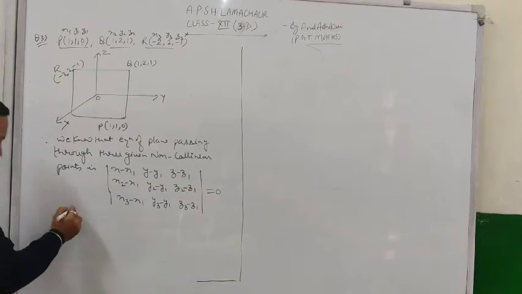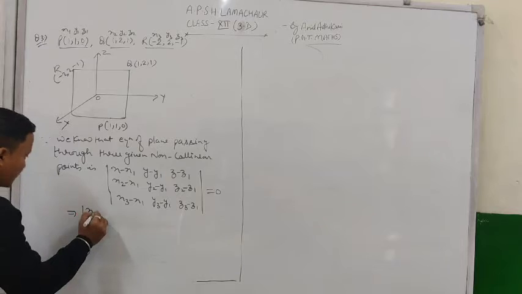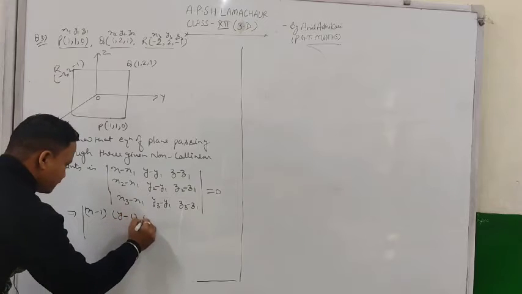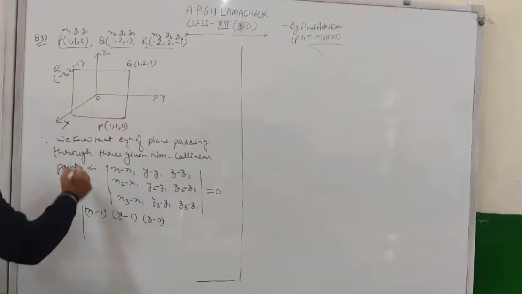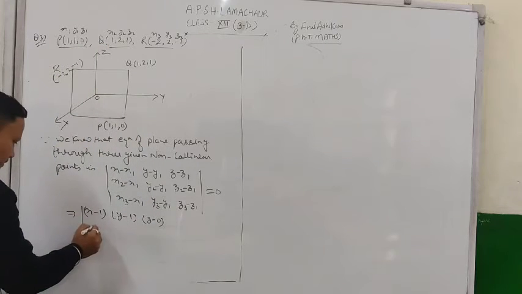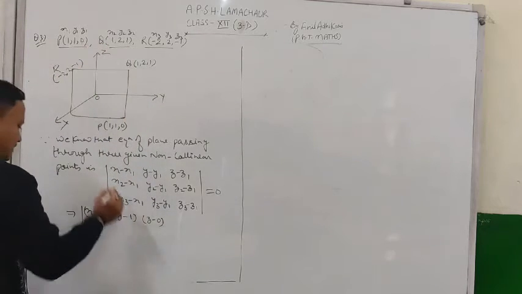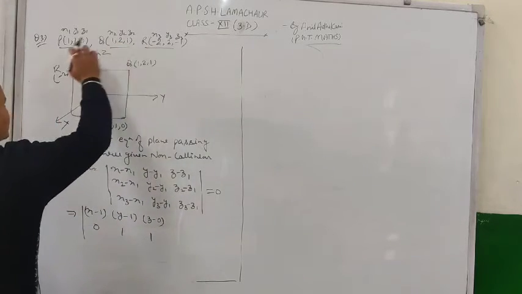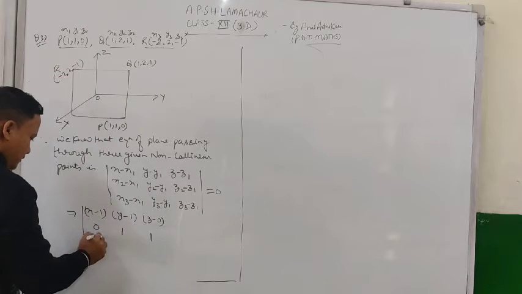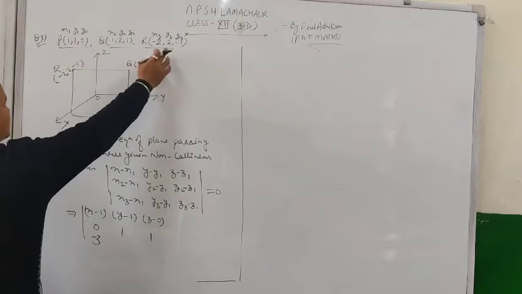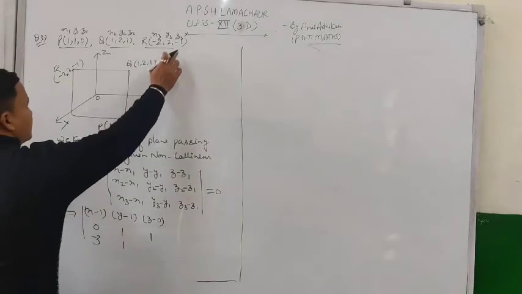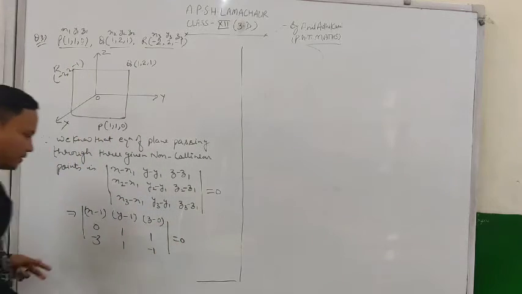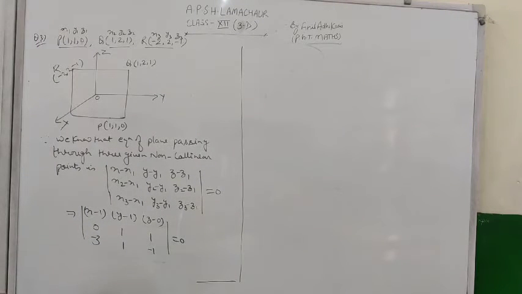Now substitute all values here. So we get x minus, what is x1? 1, y minus y1 is again 1, z minus z1 is 0. Now x2 minus x1, it means 1 minus 1, that is 0, y2 minus y1, 2 minus 1, that is 1, z2 minus z1, that is 1 minus 0, 1, x3 minus x1, that is minus 2 minus 1, minus 3, y3 minus y1, that is 2 minus 1, that is 1, and z3 minus z1, that is minus 1 minus 0, it means minus 1, and put it equal to 0. Now just open the determinant and solve to find the answer.